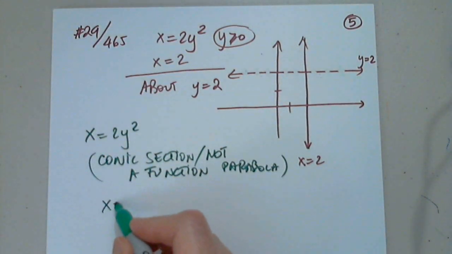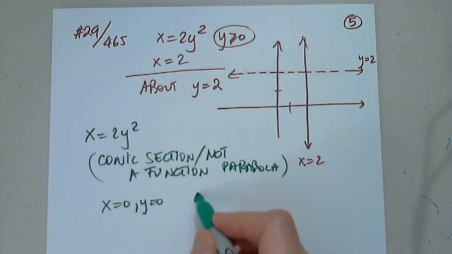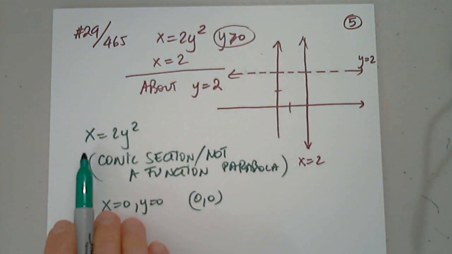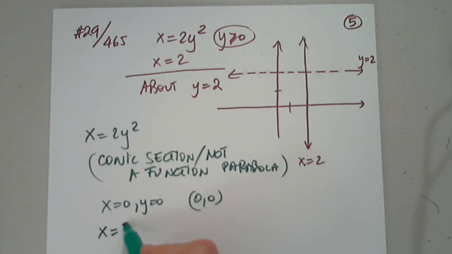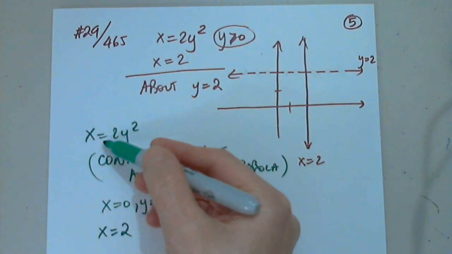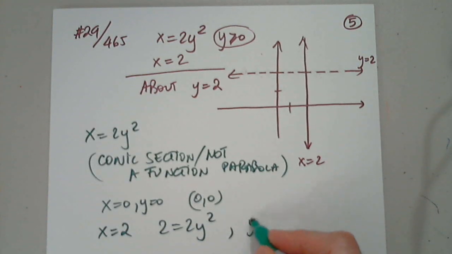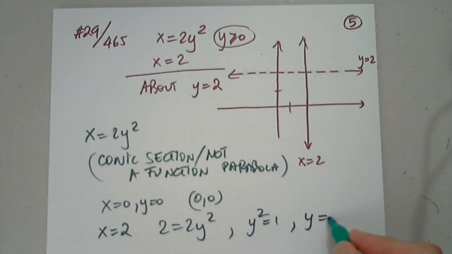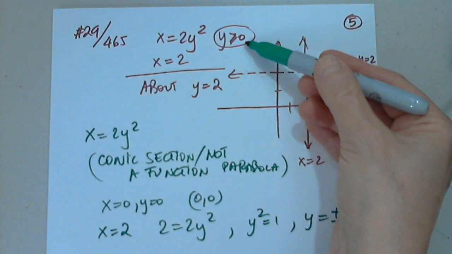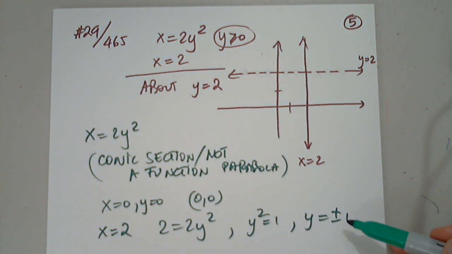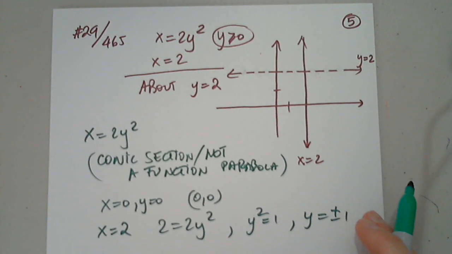So when x is 0, of course y is 0, so 0, 0. And let's see what happens when x is 2. Why did I make x 2? Because it's easy to simplify. So 2 equals 2y squared, or y squared equals 1, or y equals plus or minus 1. We have to be careful. However, I needed to graph it. So let's see.